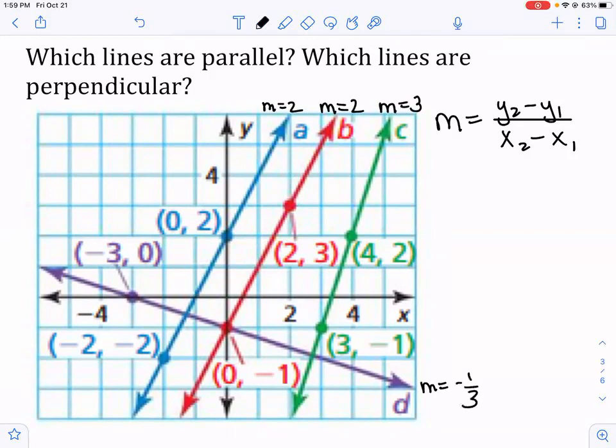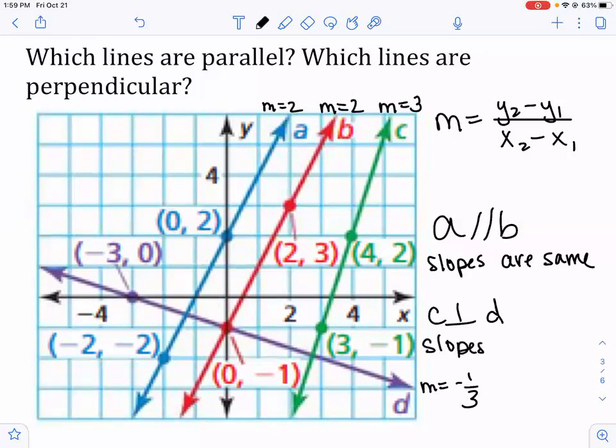If you did not find these slopes, then you cannot justify any of the rest that you said. We can now say that line A is parallel to line B because our slopes are the same. We can now say that line C is perpendicular to line D because our slopes are opposite reciprocals. If you do not have the math to back it up, I'm not taking your answer.